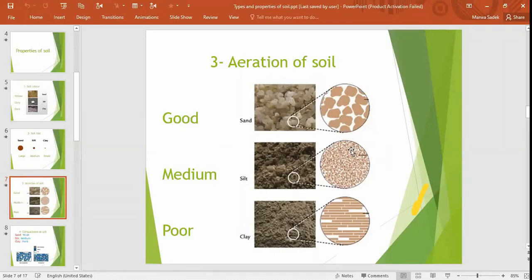What about silt? Here, the particles of the silt are attached together, so the aeration is medium. What about clay? The particles of clay are attached to each other more than silt and sand, so it is poor aeration. It contains a little air. Any problem in that? Okay.